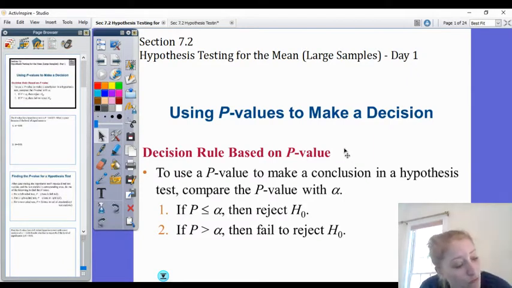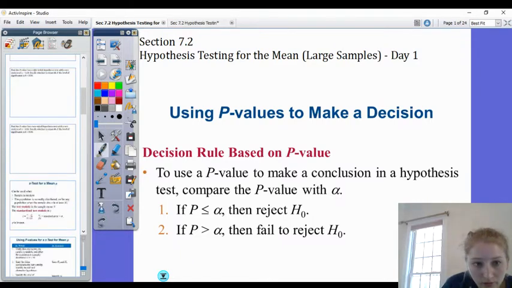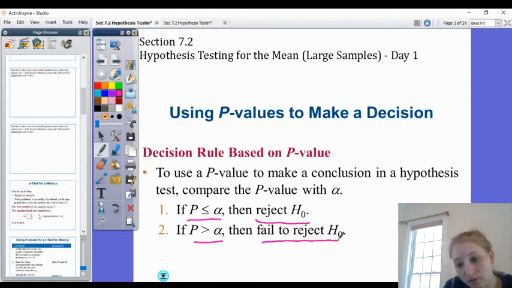Okay, so we're going to expand our knowledge of hypothesis testing. What we're going to do is use our p-values to make a decision whether or not we are going to reject our null hypothesis or fail to reject it. So the rule for our p-value: if it is less than or equal to our alpha significance level, we are going to reject our null hypothesis. If it is greater than, we are going to fail to reject it.